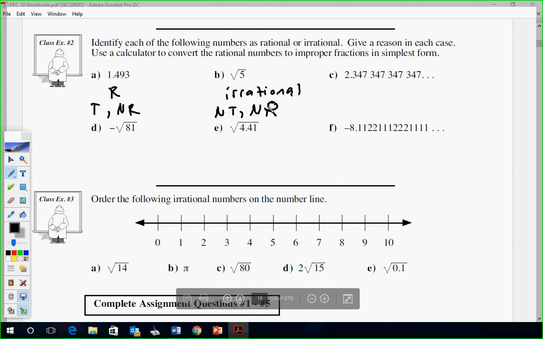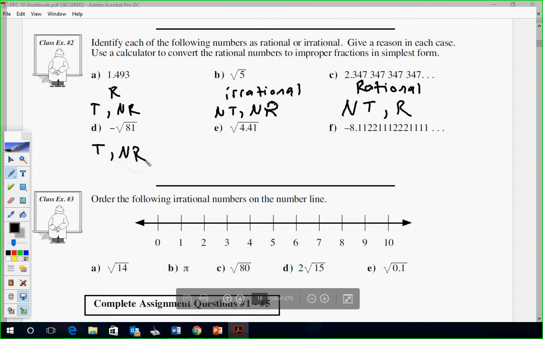Okay, C is repeating and does not terminate. So what would that be? Yeah, it's rational. It has to be both to be irrational. Square root of 81, that's just 9, so it's going to be plus or minus 9. This one's going to be it terminates and non-repeating.